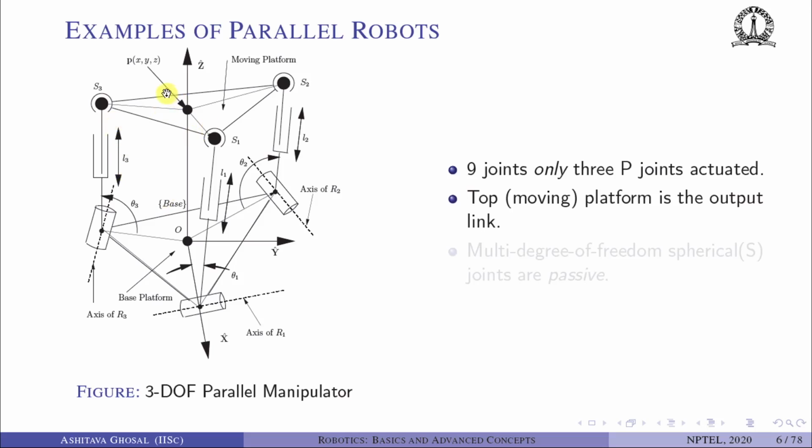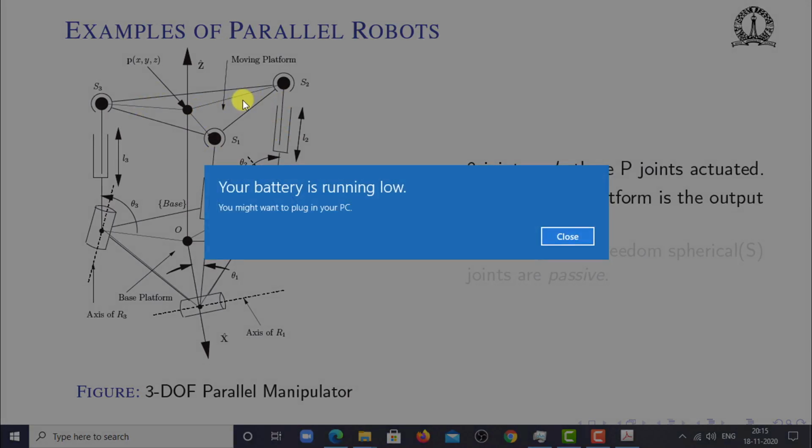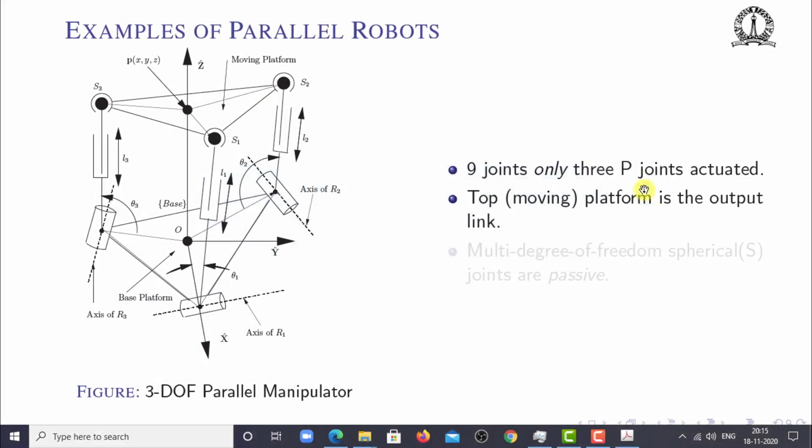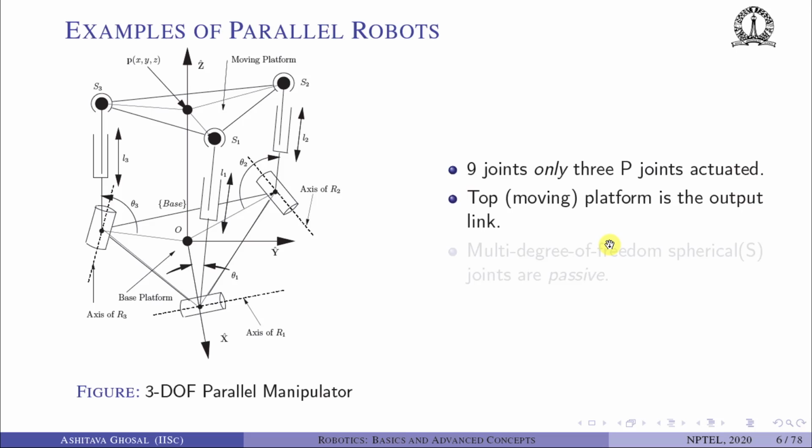Okay, so this has 3 spherical joints on the top. So these spherical joints are not actuated. Okay, so hence we can use multi-degree of freedom joints. In this example, the moving platform typically is the output link. Okay. So in this example, the moving platform is the output link. And as I said, there are multi-degree of freedom spherical joints which are passive.